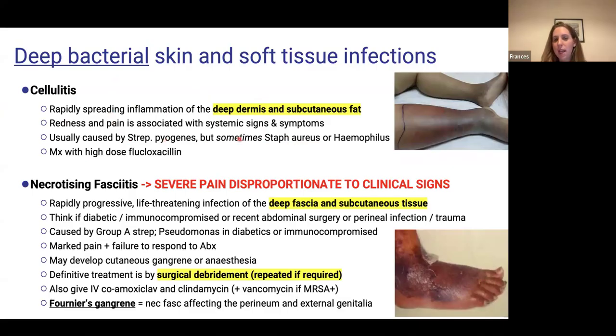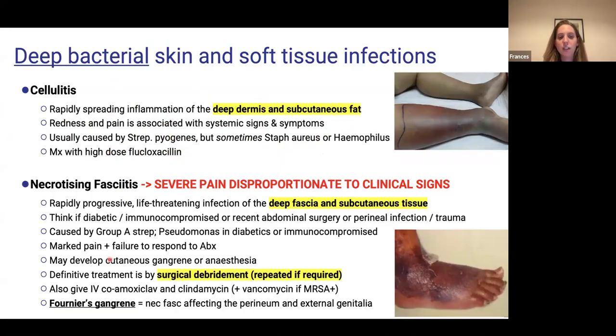You get redness and pain, and then you might also have some signs of systemic illness. It's usually caused by Strep pyogenes, as we've said, but sometimes it's caused by Staph aureus, sometimes it can be Haemophilus as well. And you would give flucloxacillin to try and get on top of that. And obviously, if you're penicillin allergic, you would substitute. I think it's erythromycin that is second line.